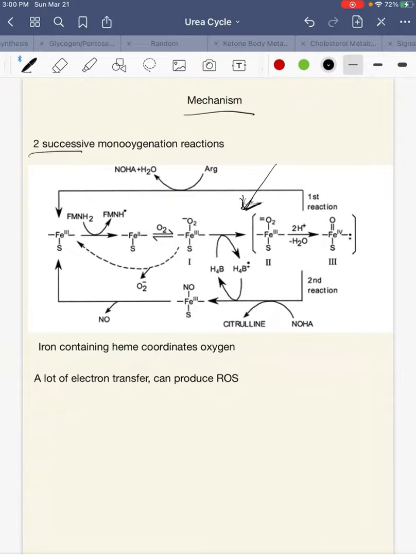Basically, you have two successive monooxygenation reactions. You have an iron-containing heme that helps coordinate with oxygen, and the important thing to know is, like I said, it has a lot of electron transfers, and this can produce reactive oxygen species.